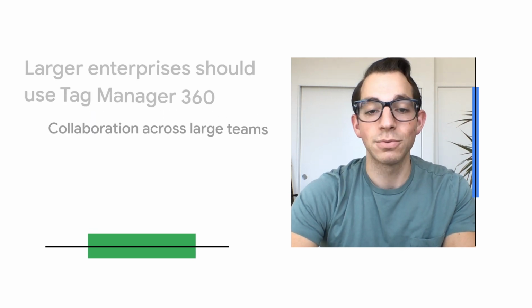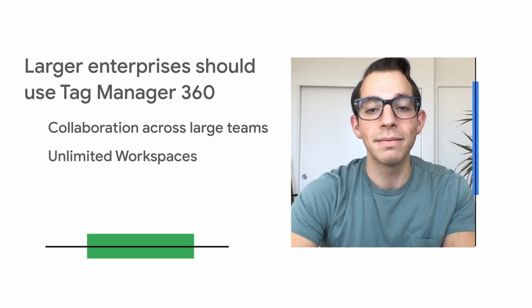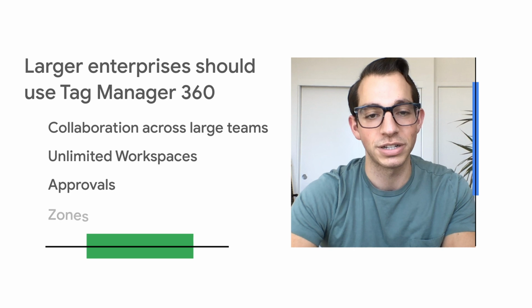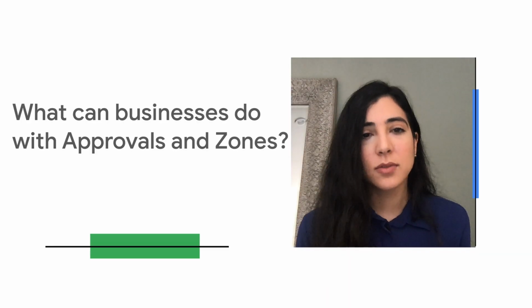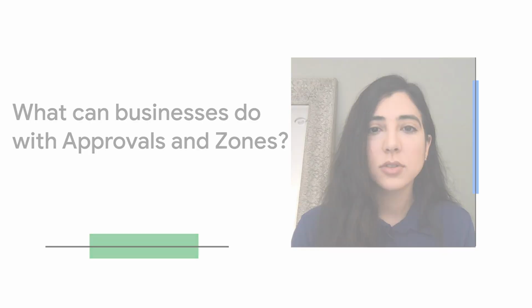And so to help manage collaboration across large teams, Tag Manager 360 provides our company with an unlimited number of workspaces. Additionally, Tag Manager 360 has more features that help with cross-team collaboration and quality assurance, such as approvals and zones. Great. Can you share more about approvals and zones? What do these features help businesses do? Of course.